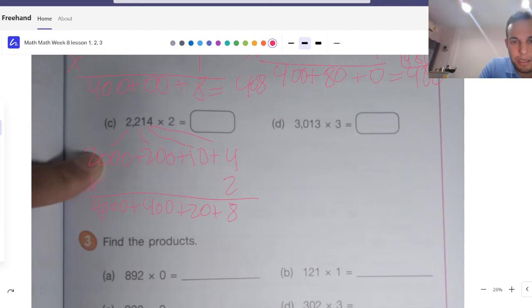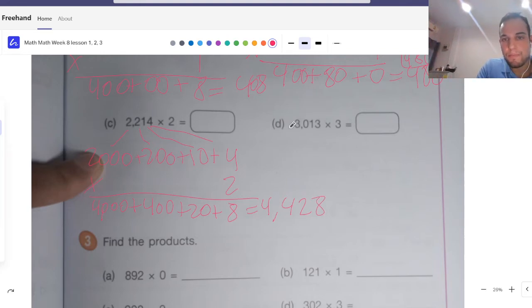So now we're adding again. 4,000 plus 400. So we have 4,428. Okay?